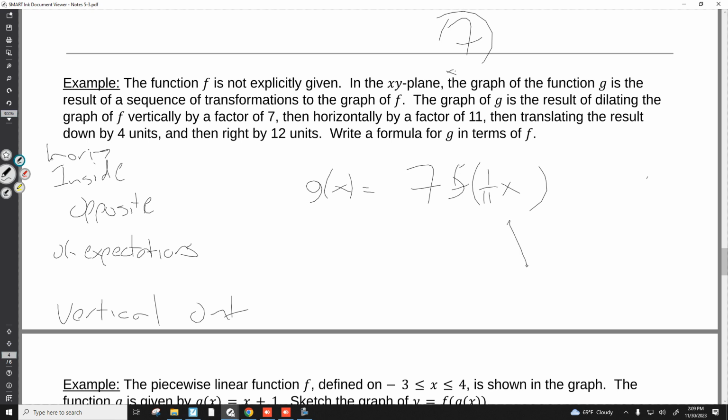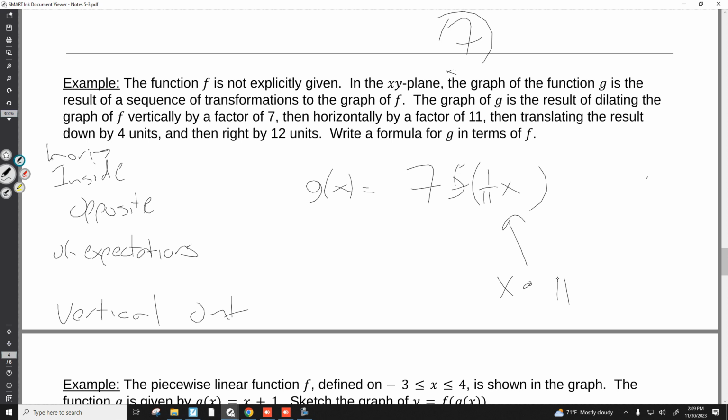This is telling you to multiply your x's by 11. Let's say we wanted to get to f of 2. We'd have to plug in 22. 22 times 11 is going to get me to 2. Okay, great.